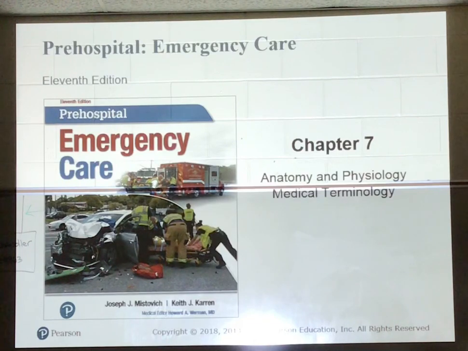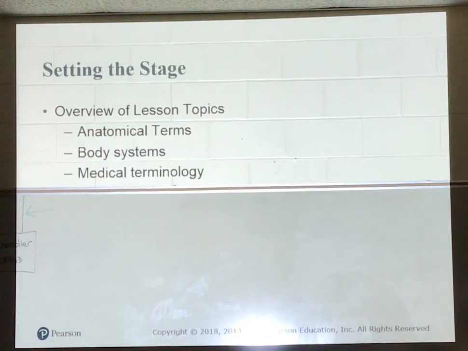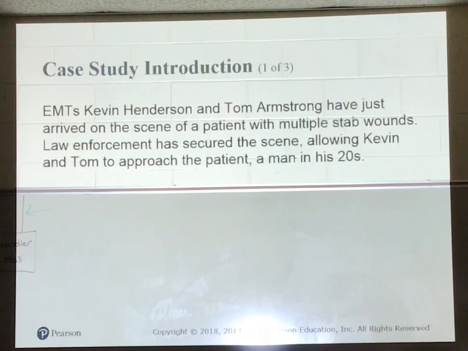Alright, so today we're going to go over Chapter 7. This is going to be anatomy and physiology and a little bit of medical terminology. We're going to go over anatomical terms, body systems, medical terms. Always start with a case study.